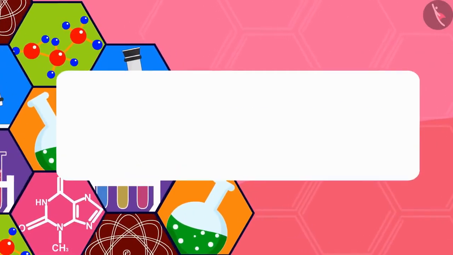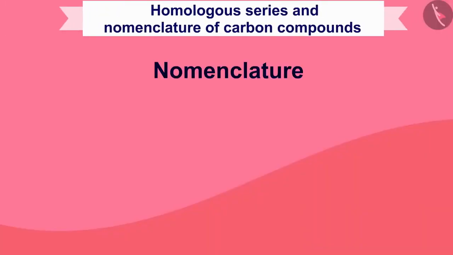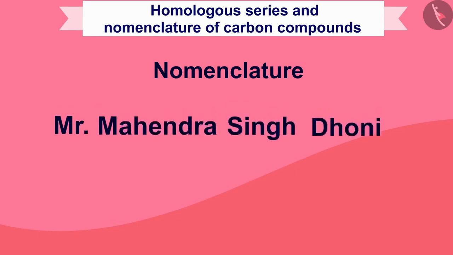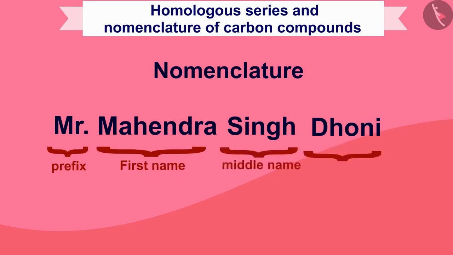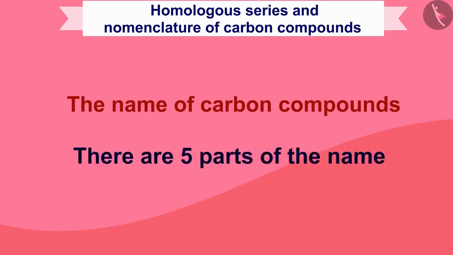Let us now study the method of naming carbon compounds. Before understanding the nomenclature of carbon compounds, we will see an example of a name, like Mr. Mahendra Singh Dhoni. In this name, Mr. can be called the prefix, Mahendra is the first name, Singh is the middle name, and Dhoni is the surname. Similarly, the name of carbon compounds is also divided into 5 parts. Let us know what those 5 parts are.